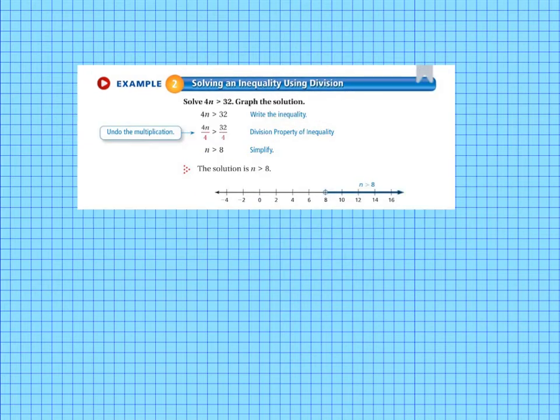Example 2, we're solving an inequality using division. So we're going to solve 4n is greater than 32 and graph that solution. So we first write the inequality, and then we want to undo the multiplication. So it's got multiplication, so we're undoing that using division. So we have 4 over 4, which equals 1, and leaves us with an n on the left, and 32 divided by 4 is 8. So n is greater than 8.